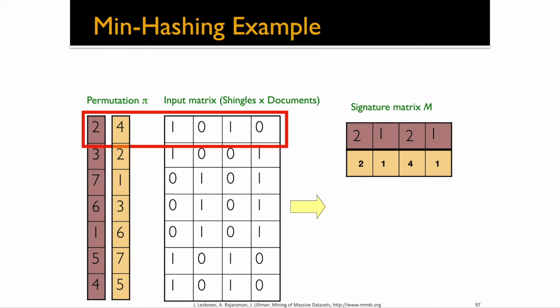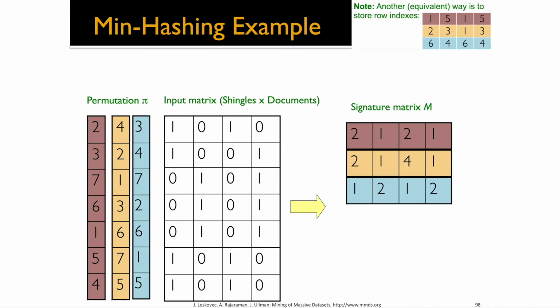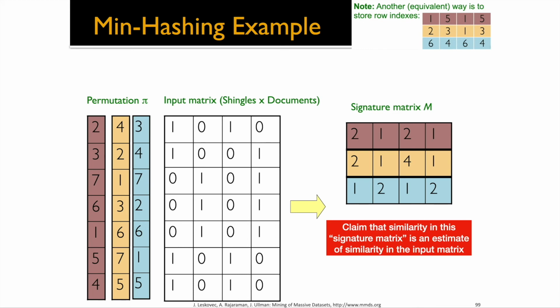Now we have a new signature row in our signature matrix. And we do this again. You can do this for many permutations to get many samples of this min function. And you can re-index these different ways as long as you're consistent. Whether you're using row indices in your permutations or some other indexing approach, being consistent is key. The claim here is that similarity among columns of the signature matrix should equal similarity among columns of the input matrix.